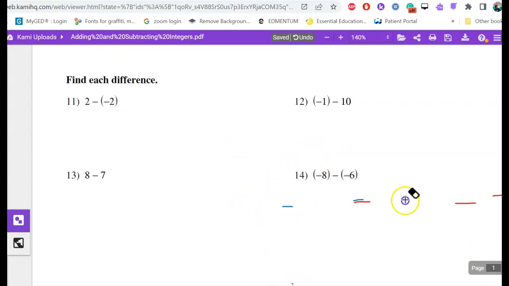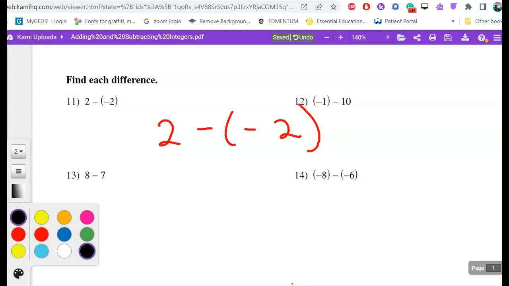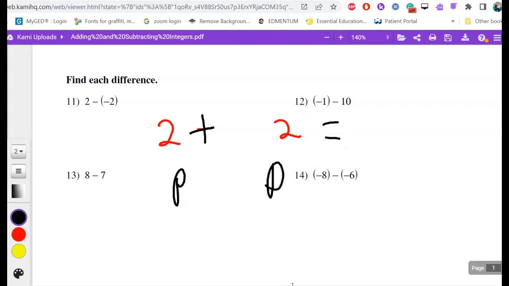All right, taking a look at number 11. Let me write it bigger over here. I have 2 minus a negative 2. So remember, step 1, change the problem to addition. Step 2, change the sign of the second number. My second number is a negative 2. I'm now going to change it to a positive 2. Step 3, follow your addition rules. My addition rules say I have a positive plus a positive, so I add them together, keeping it positive. 4. So notice this answer is a positive 4.